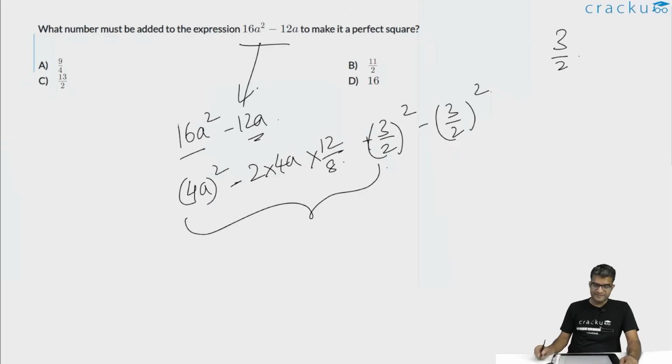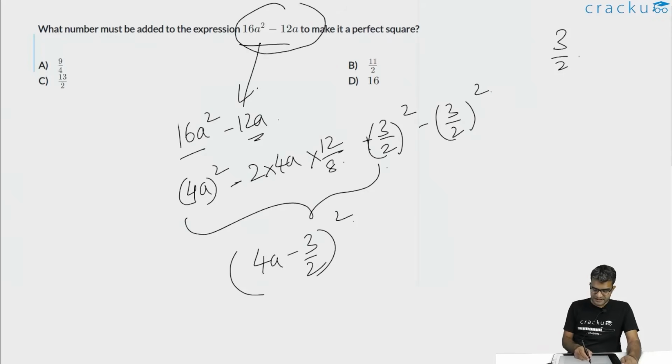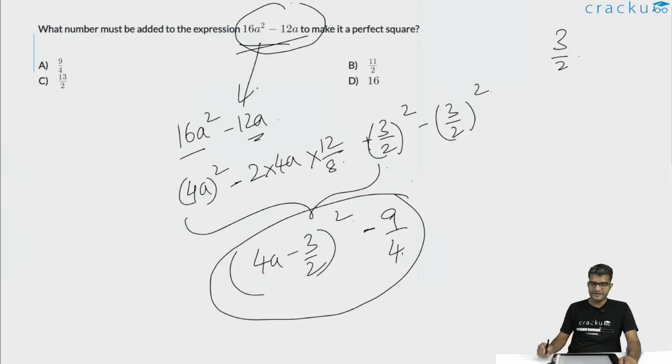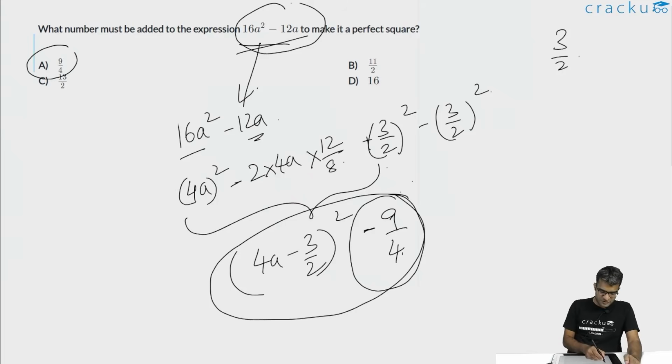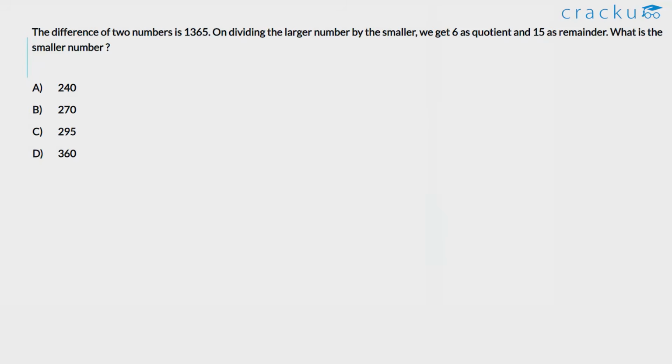These three terms will basically make 4a minus 3 by 2 whole square. So this given expression is 4a minus 3 by 2 whole square minus 9 by 4. If you expand this, you are essentially going to get 16a square minus 12a. So if you add 9 by 4 to this given expression, we'll get a perfect square. So the number that has to be added is 9 by 4.